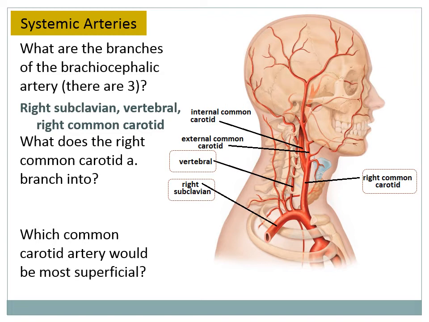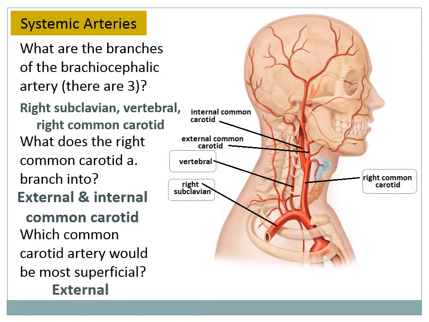What is our right common carotid artery branching into? Yeah, we can see it here. It branches into an internal and an external common carotid. Which common carotid artery would be most superficial? That'd be our external common carotid. Makes sense because external sounds like it would be more superficial than an internal. An internal one would be much, much deeper.